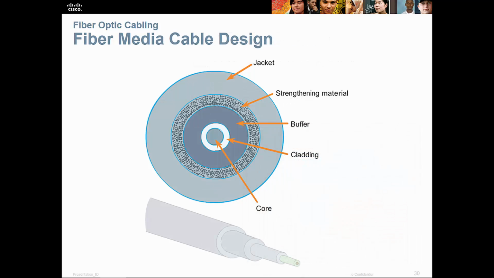What is the fiber made out of? It will have a center core, whether it be glass or plastic polymer. Then it will have a cladding around it, then a buffer, then some type of Kevlar, then an outer jacket for strength.